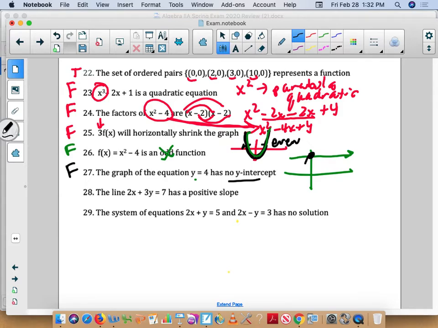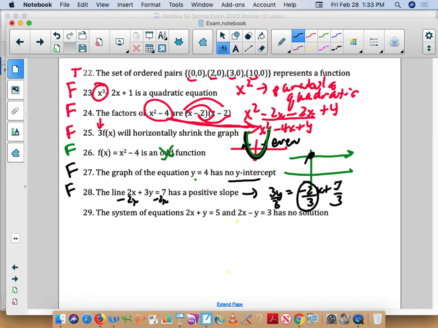The line 2x plus 3y equals 7 has a positive slope. Let's go back to what Yana said. I don't know the slope yet. I've got to get it in y equals mx plus b, so I'm going to subtract 2x, put it right next to the equals, and then divide by 3. Does that have a positive slope?